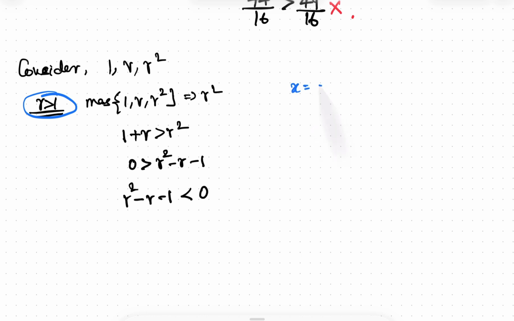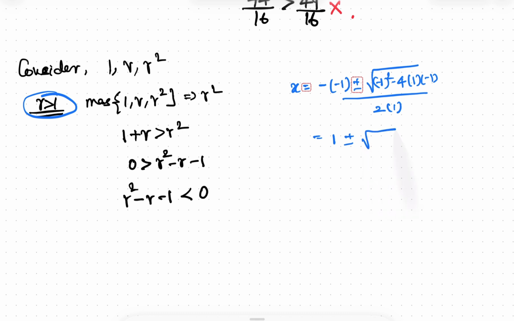Which is x is equal to minus b plus or minus root over b square minus 4 into a into c, divided by 2a. So I'll be getting 1 plus or minus root over 1 plus 4, divided by 2. So it should be 1 plus or minus root 5 by 2 is the answer over here.